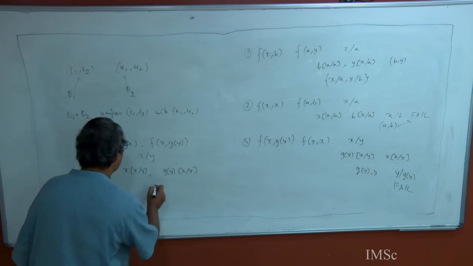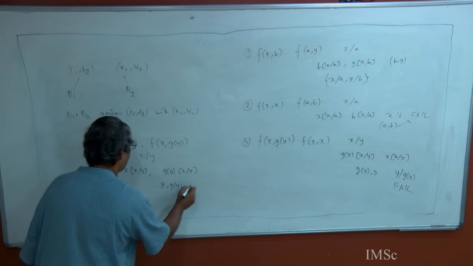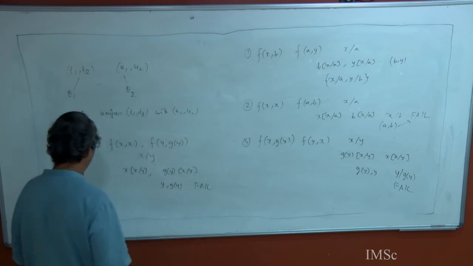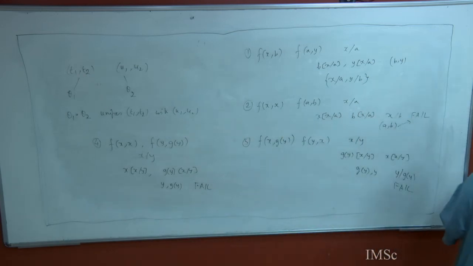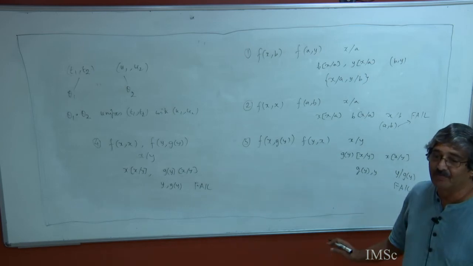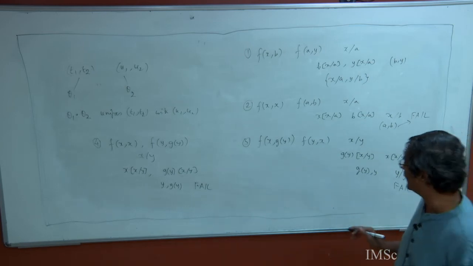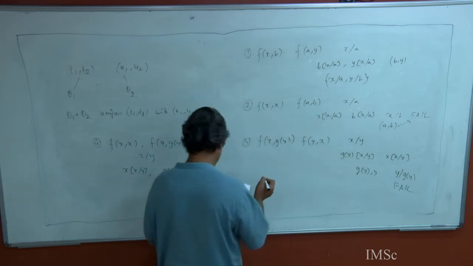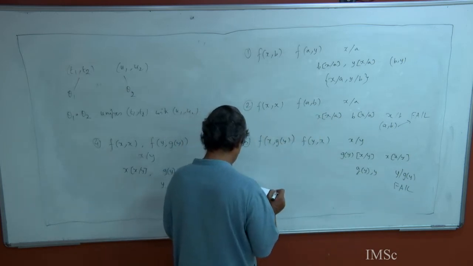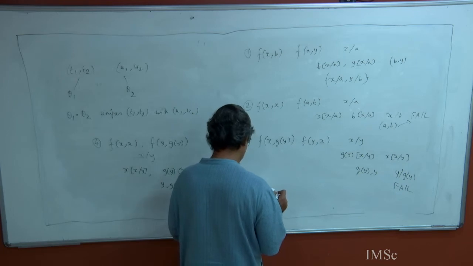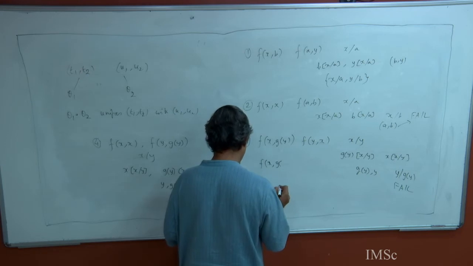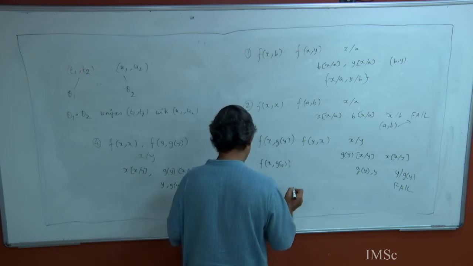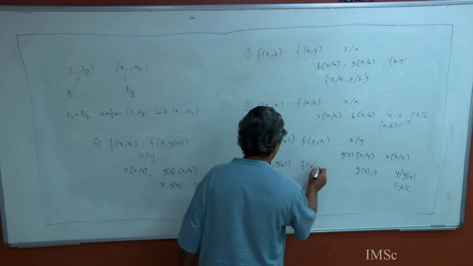Once again I will get y and g of y, it will fail. On the other hand, these two proceed identically, but you see there is a difference. Suppose I had renamed the variables here. For instance, I had written it as f of x, g of y and f of y prime, x prime.